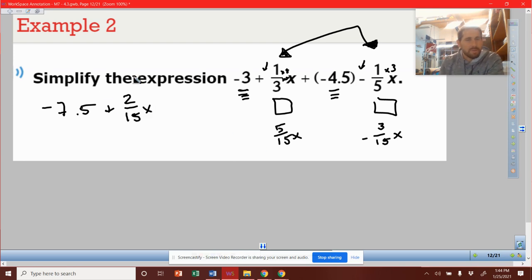And then if we want to put this in a different order, you're more than happy to. You can leave it this way. I like to list my variables first, if there are variables, and then my constant at the end.